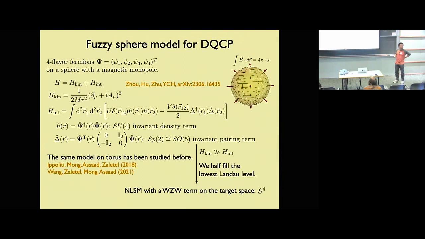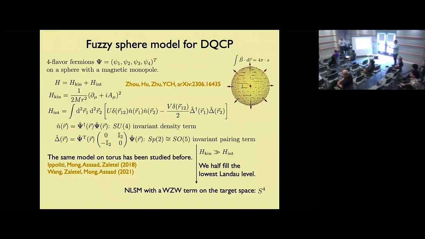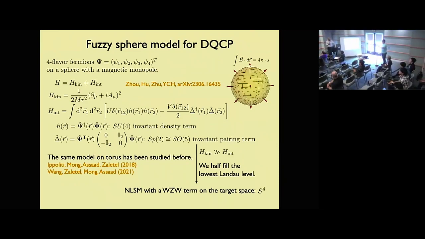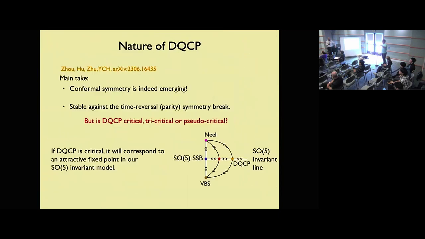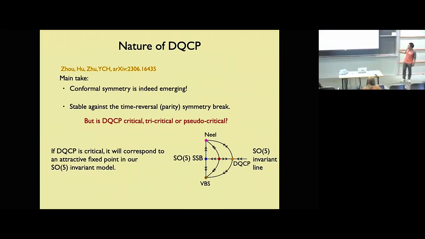I asked because in the original proposal of DQCP, that was a critical point appearing between, let's say, Néel and VBS, those SO3 or SO2 symmetry-breaking phases. So that Néel to VBS transition in the original quantum magnet is not the same as this G-axis. Our axis is SO5 invariant. In the usual lattice model, it is in this vertical direction, so you are looking at this horizontal direction.